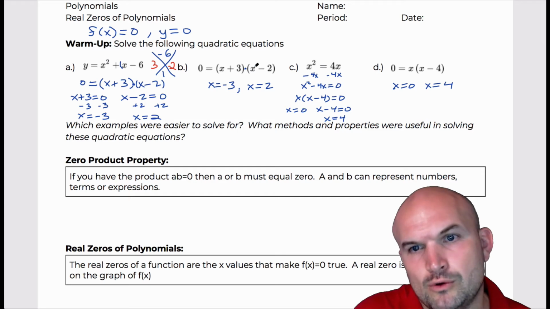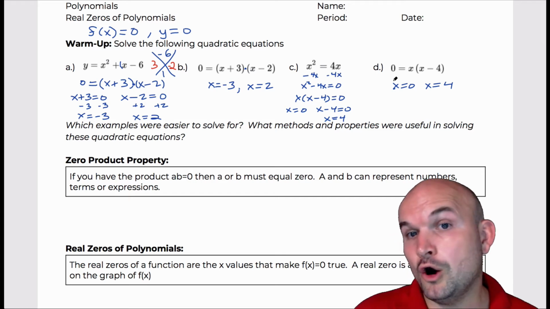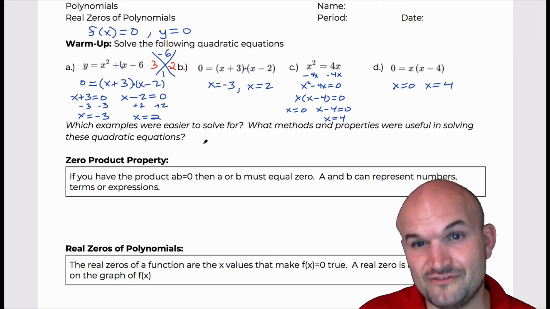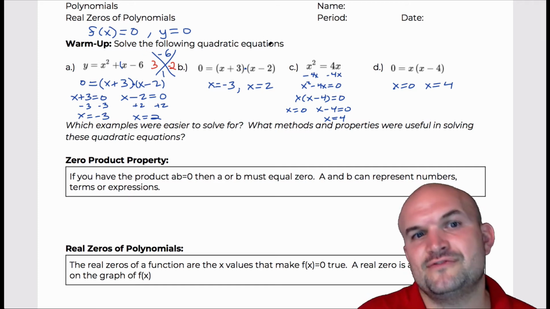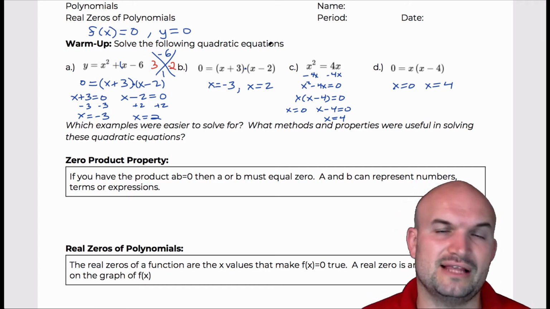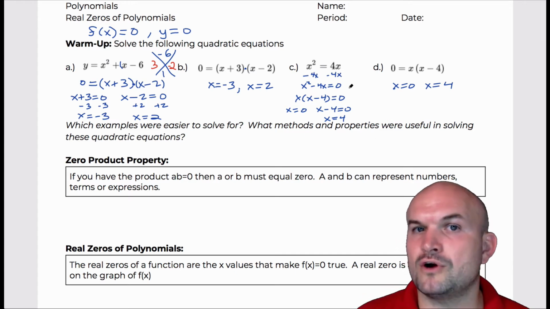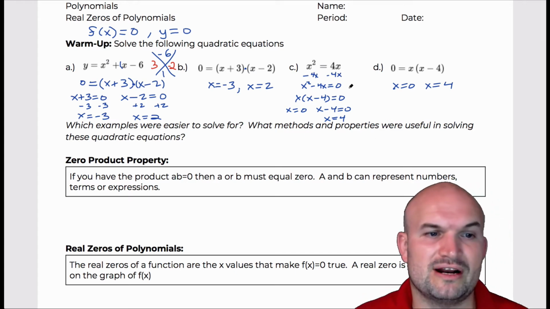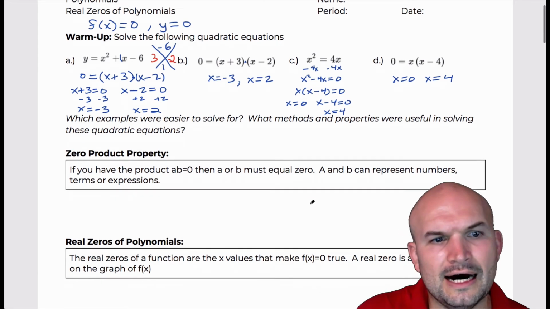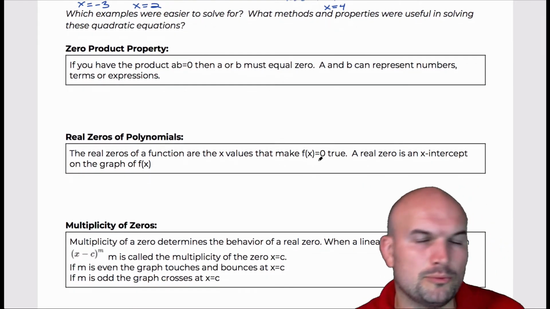If we can get our equations in the factored form, or if we're given an equation in factored form, it's really easy for us to find those real zeros, right? So that's a benefit. We like this. This is good. And that's what we're going to want to do for all of the equations that we have when we're trying to find zeros.